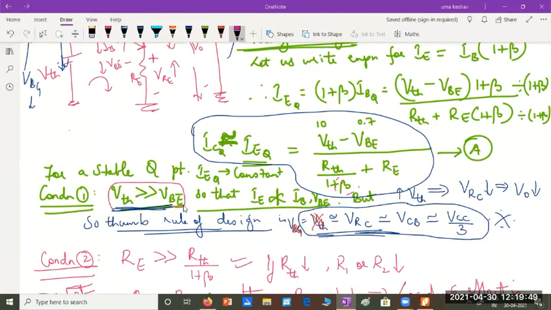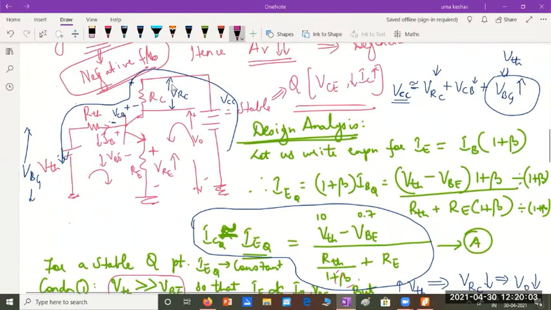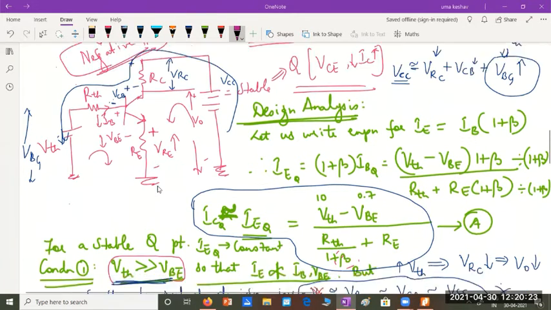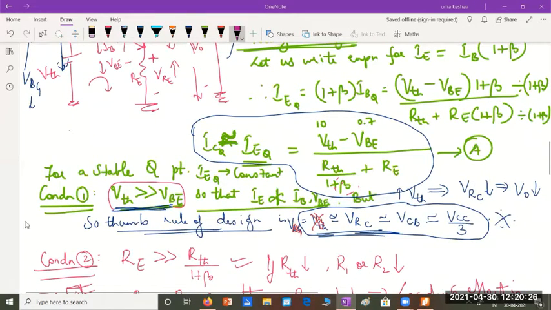Now, if I choose this condition, there is some problem. If I have to make the Thevenin's equivalent voltage much greater, it will reduce the voltage drop across this collector resistance RC. If VRC reduces, the output voltage reduces and hence the gain of the circuit will reduce. We said we'll be using this biasing arrangement most commonly in amplifiers. So naturally, we don't prefer to reduce the gain of the amplifier. So we don't prefer to increase V Thevenin to a much larger value.